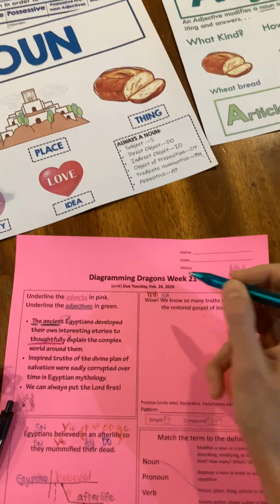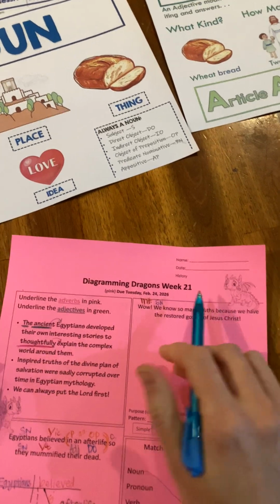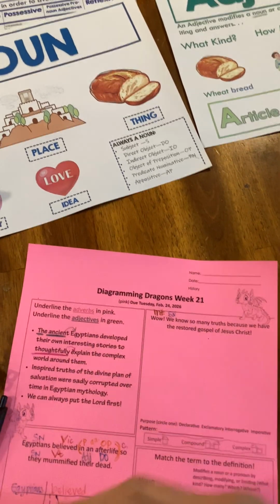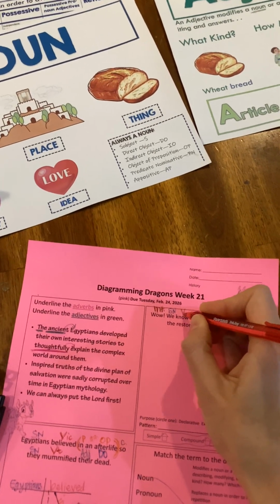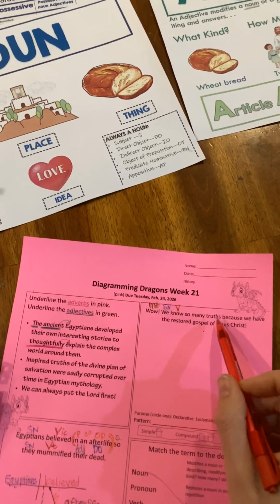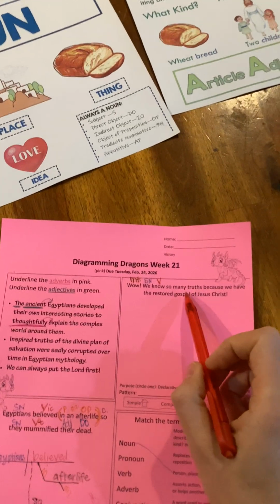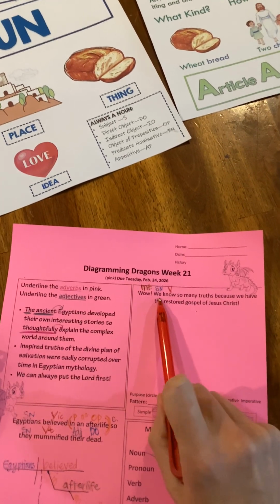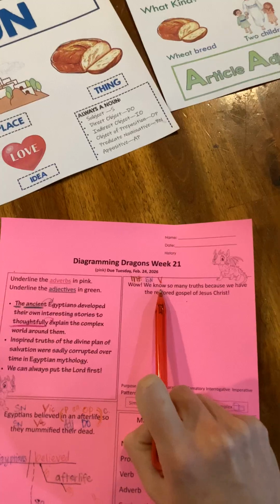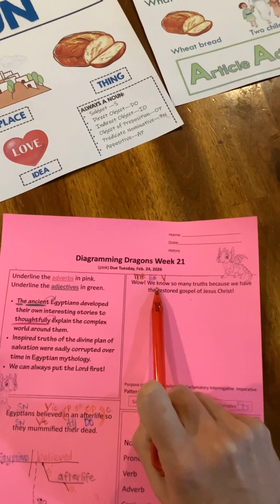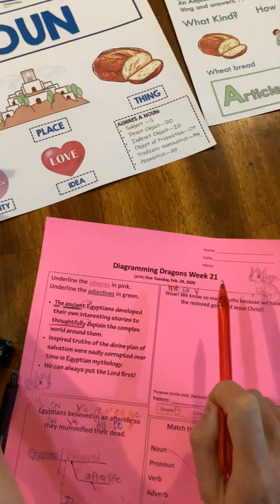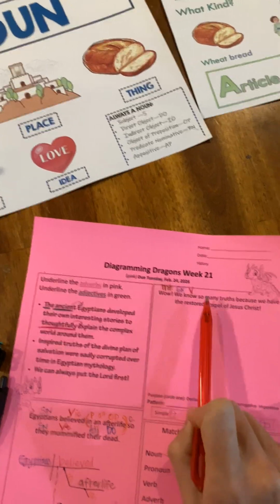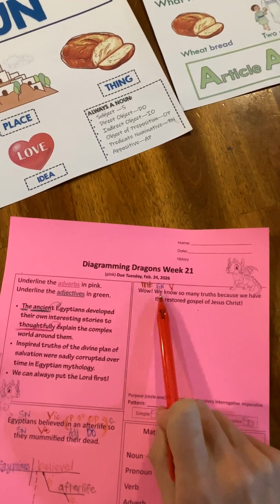Subject, noun. We, and what is being said about we? We know. And I have to use this one, Kay. We know. What do we know? So many truths. We know so many truths. So what is being known? We have a few words here that are in the way, but we know truths. We know truths. Can truths replace or describe we?